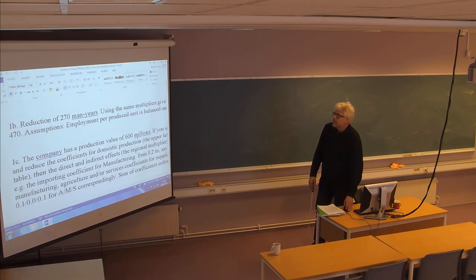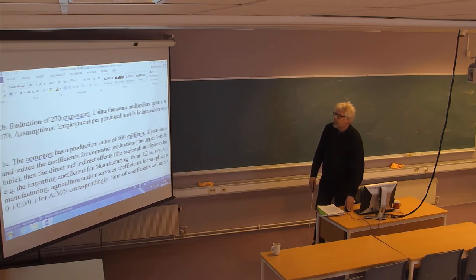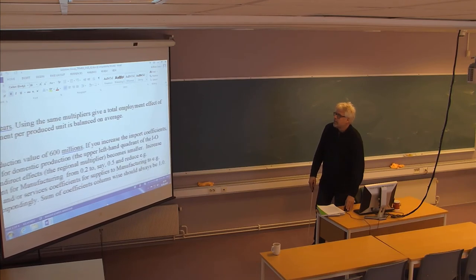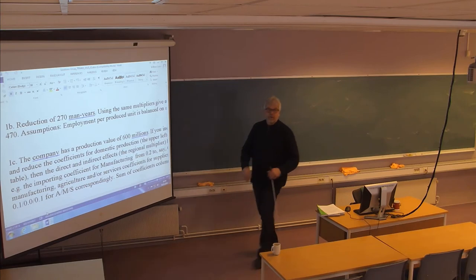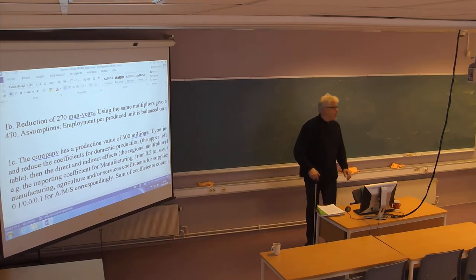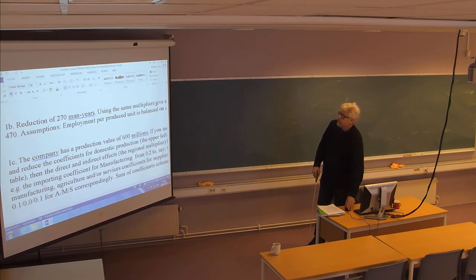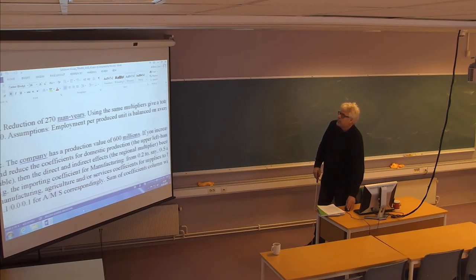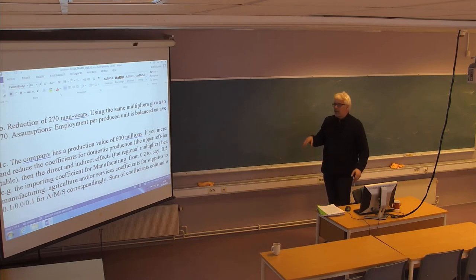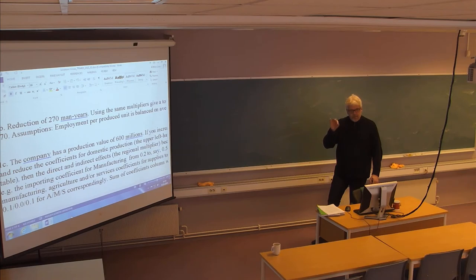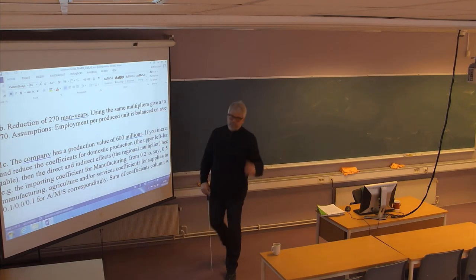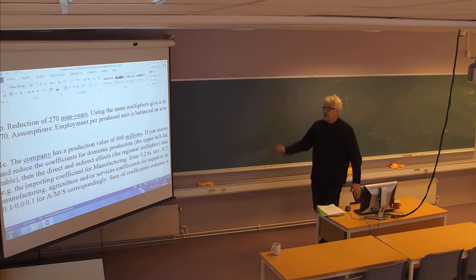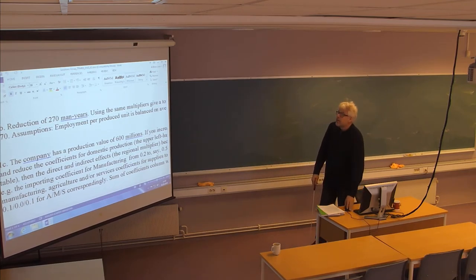And I asked about the reduction of 270 man years, what could be the result, and I said that using the same multiplier gives a total employment effect of 470, which is equal to 270 times 1.74. But the assumptions then are that the employment per produced unit is balanced on average. So what I'm saying is that if employment in some of the, let's say, sub-industries, the supplying industries, is lower per output unit, this number is biased. It may be higher or lower than 470. But that information we don't have at hand, so this type of answer is sufficient.